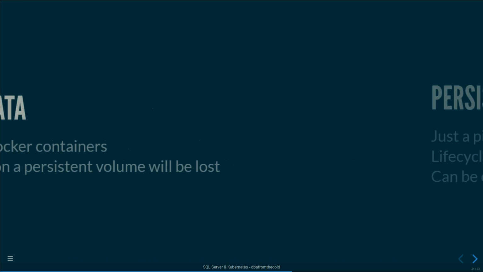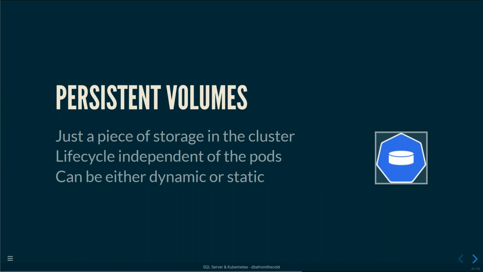So the way we do that is by something called a persistent volume. Now, a persistent volume is just a piece of storage in the cluster. It could be anything. It could be an Azure disk, absolutely anything, as long as the cluster has access to it.